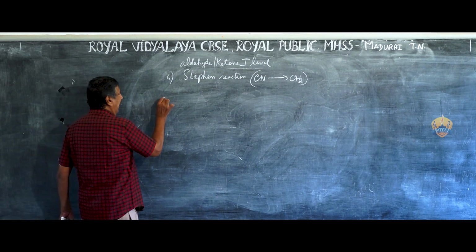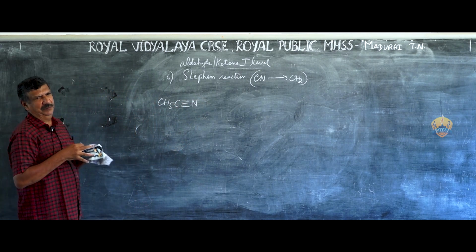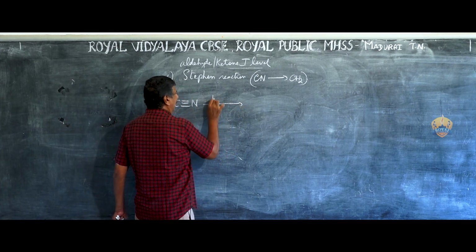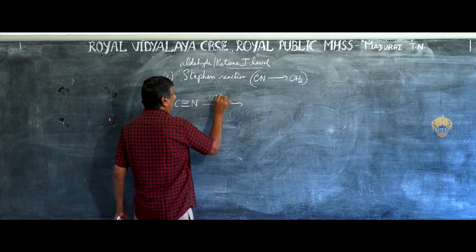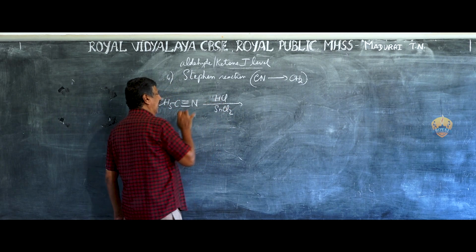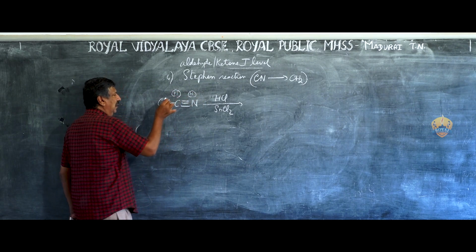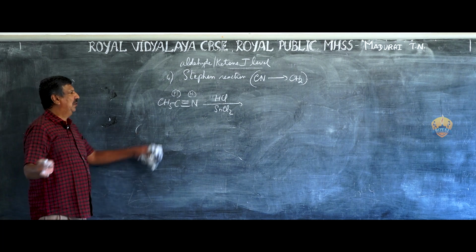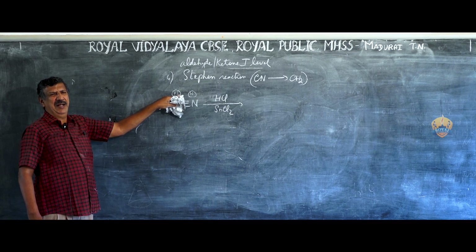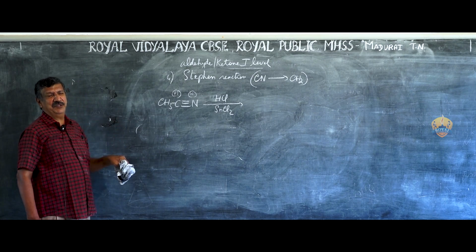Okay, now I'll just tell the reaction. Here you can write the triple bond. These are the conditions for Stephen: stannous chloride, HCl. What will happen? 2H will join here. Don't write like this in your exam hall or in your school exam because they don't accept it like this. But you should think like this. That's very important.